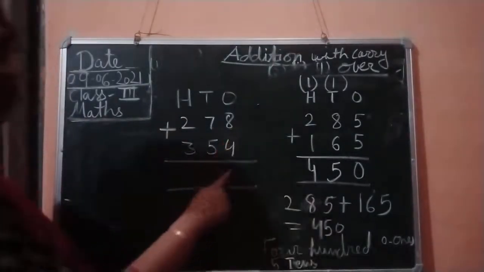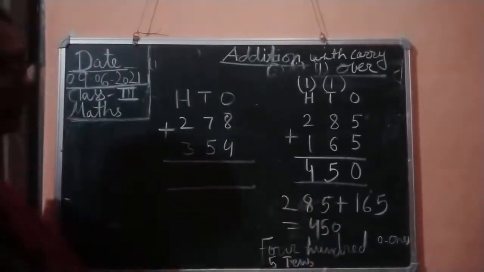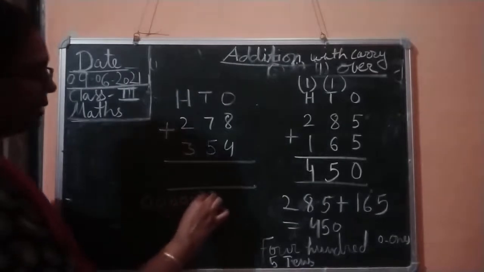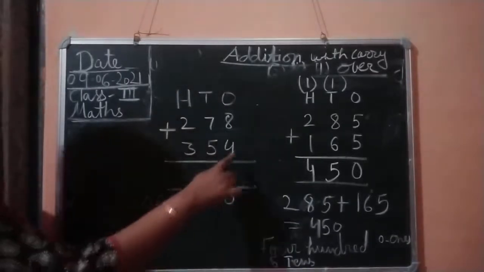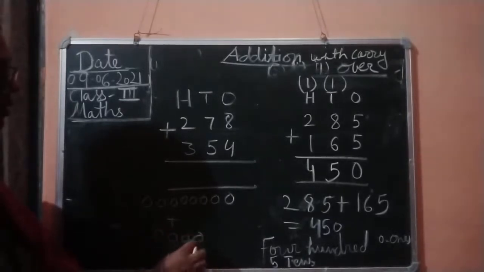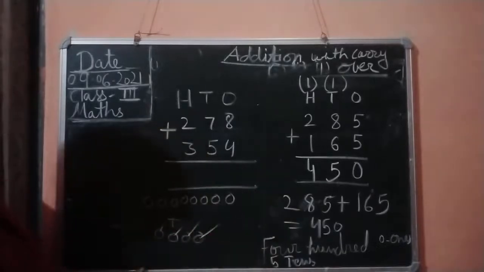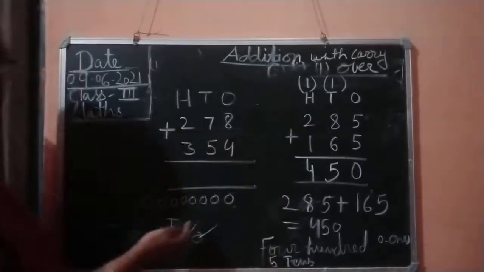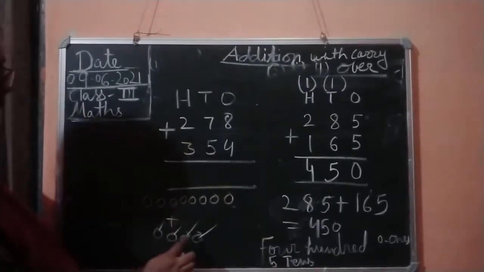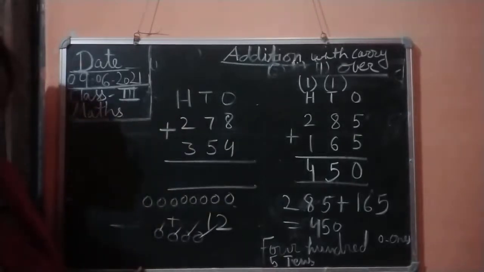This is 8 and 4. In the ones place you can see 8 and 4 are there. So we will draw 1, 2, 3, 4, 5, 6, 7, 8, and then add 4. 8, 9, 10, 11, 12. We already have 8, so we just add 4 over here. 8, 9, 10, 11, 12. So the answer we are getting over here is 12.